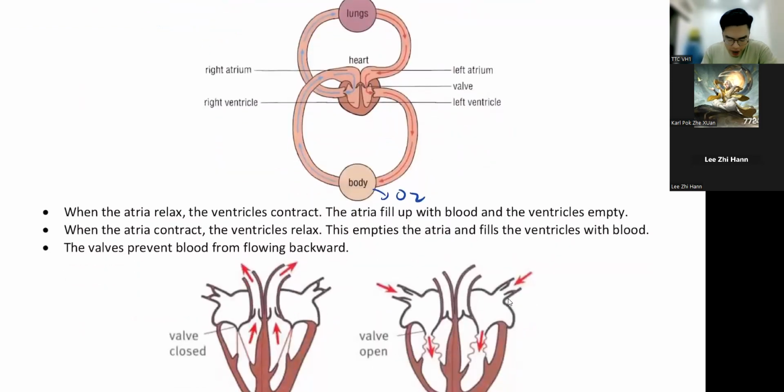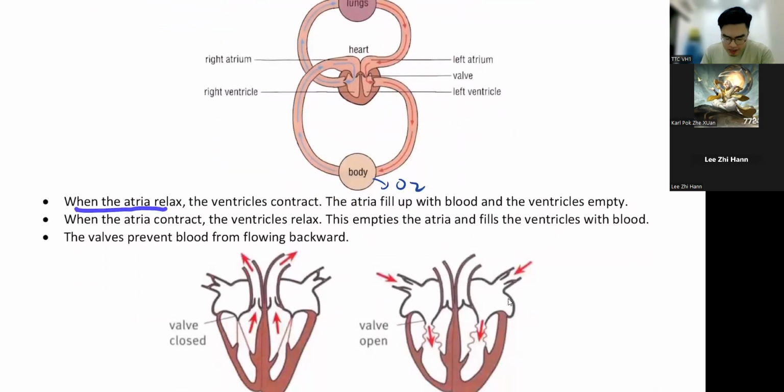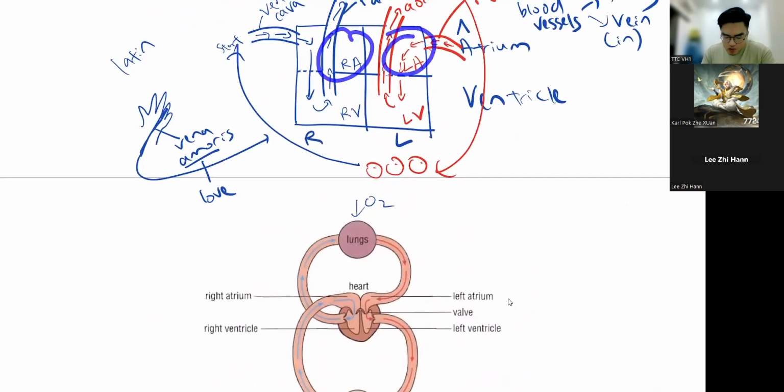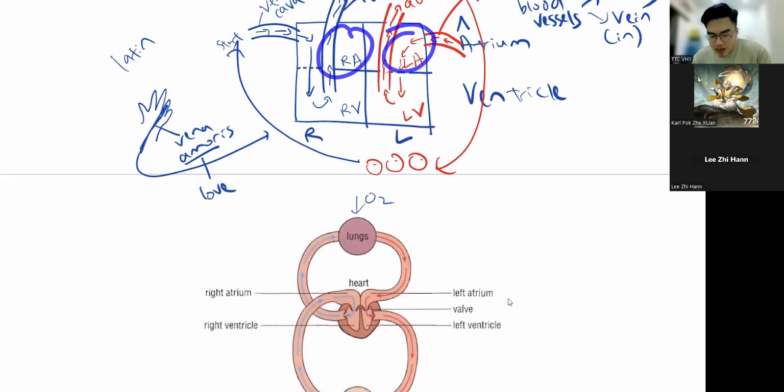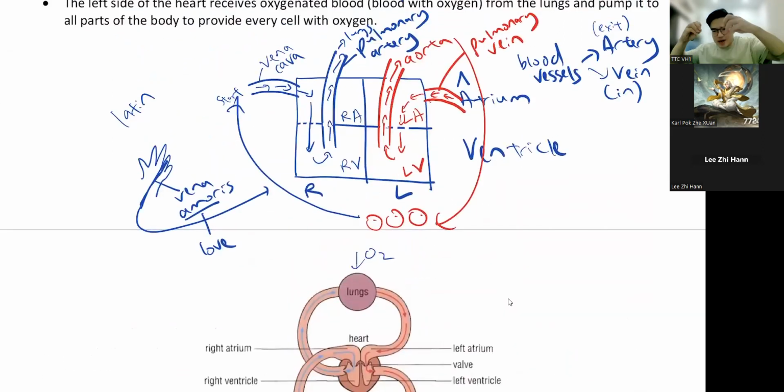So when the atria relax, that means the top two rooms, okay, the atrium is the top room. When the atria relax, the ventricles contract. The atria fill up with blood and the ventricles empty. You see, guys, the top rooms and the bottom rooms work in opposite. When the atria relax, they become bigger. The lower room will contract and become smaller.